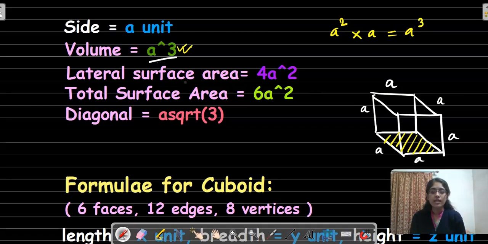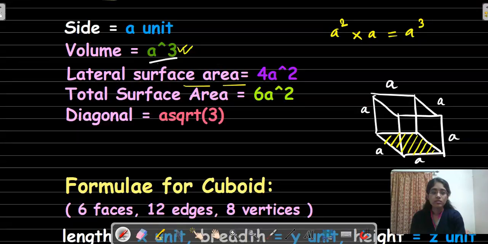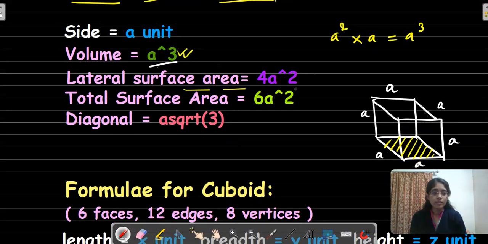Now let's see what is lateral surface area. So what was the formula for lateral surface area? That is perimeter of base into height. Now what is the perimeter of base? Base is a square. So perimeter is 4a and height is a. Therefore lateral surface area is 4a square.